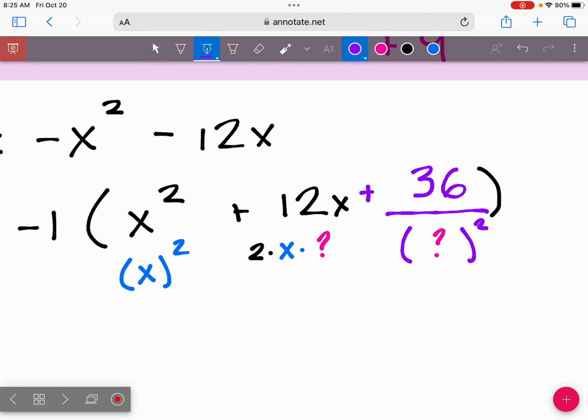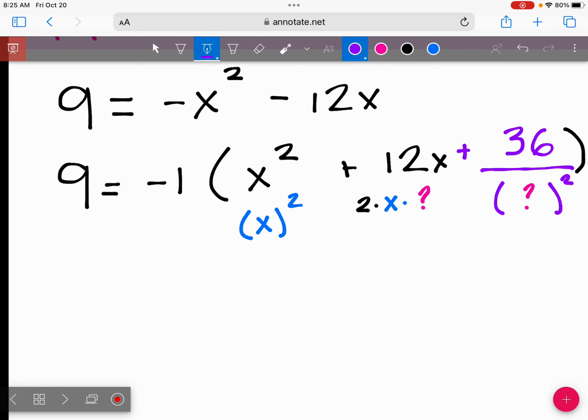But I can't just change my equation. So we're going to add 36 to the other side. But we also need to remember that this 36 is also times this minus 1. So we're going to take our 36 times the number that's out in front. This is this minus 1 because it's still a part of that. Since it's got something multiplied to it, we got to pay attention to it.